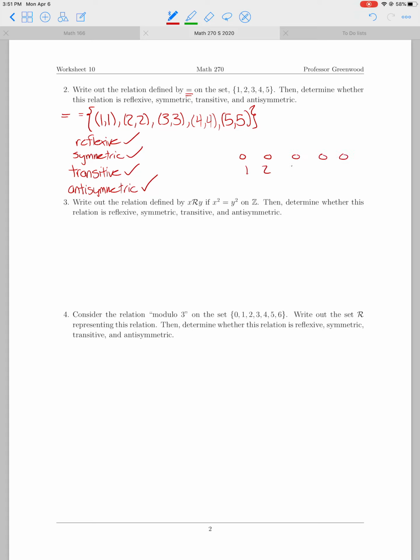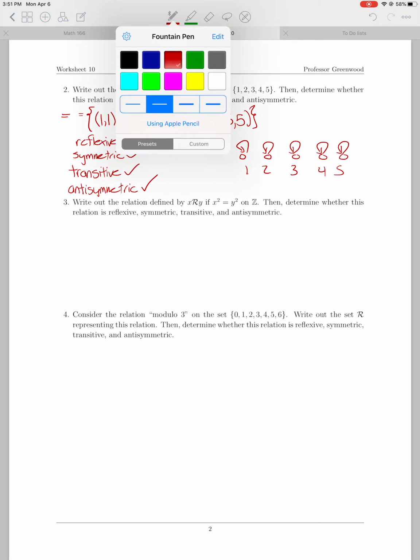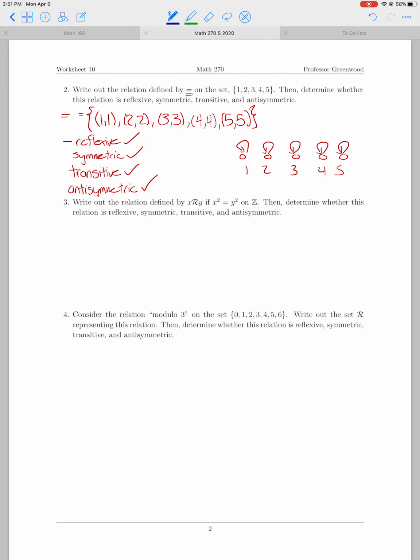And so I'd have the nodes 1, 2, 3, 4, and 5. And all of the nodes would just have arrows to themselves. And so if I check off this list one more time, it's definitely reflexive because every node has an arrow to itself. It's definitely symmetric because this never happens. And so trivially, the other relation, the backwards arrow, is always there whenever the front arrow is there, because the front arrow is never there to begin with.